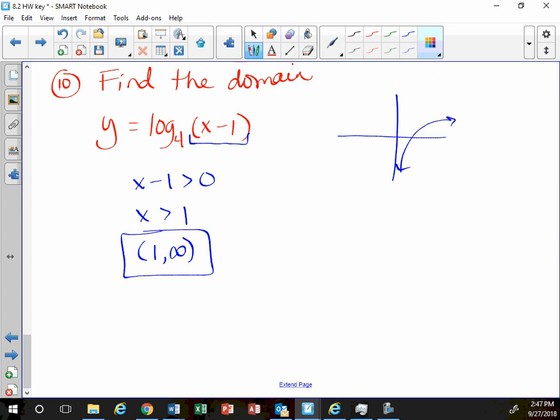Let me give you one more domain one that is a little trickier, okay? So we don't have to worry about the log base. It doesn't matter what the base is at all. All that matters is what's in parentheses here.